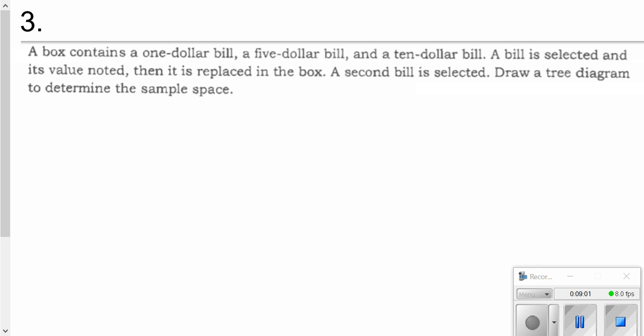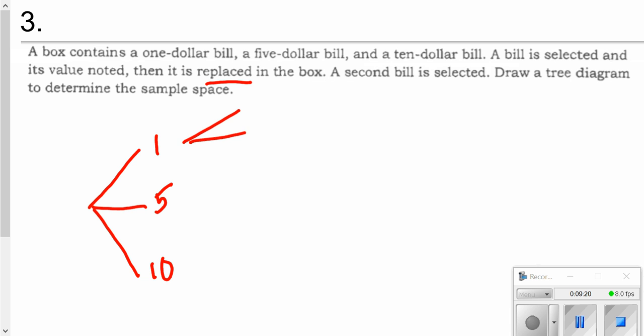So the first draw out of the box, I'm going to draw the single, the 5, or the 10. If I draw the single, can I draw the single a second time? I can, because it said replaced. Now, if it said not replaced, then I'd only have 2 possibilities in this next draw. I will have the 5 or the 10 because I already took the 1 out and I kept it.